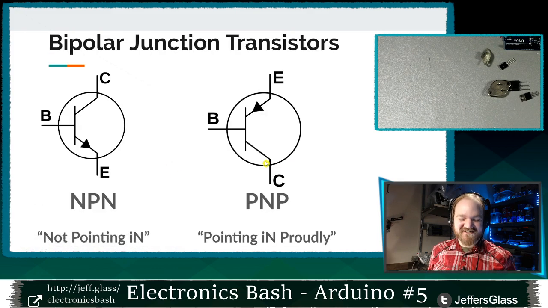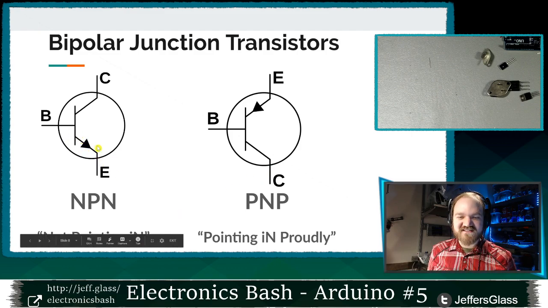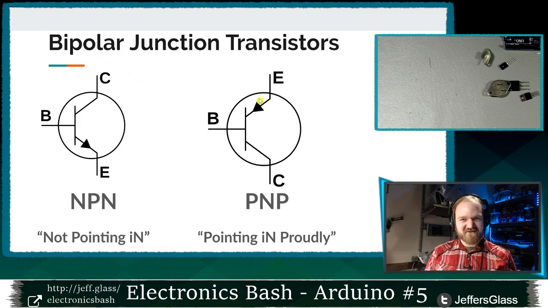For an NPN transistor, you'll see down there, the arrow is not pointing in. The "in" forms the last N. And for a PNP transistor, the arrow is pointing in proudly, right? NPN not pointing in, PNP pointing in proudly, right? So if you're looking at a circuit diagram that you've pulled from the internet or from these slides somewhere, and you're seeing a transistor and you're not quite sure what kind it is, you can use that mnemonic to help you tell which type is which.